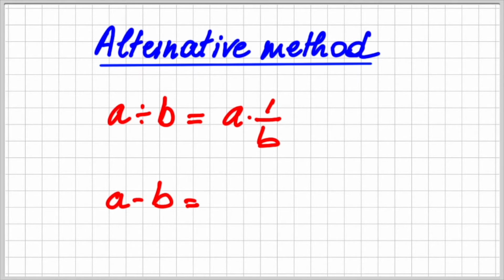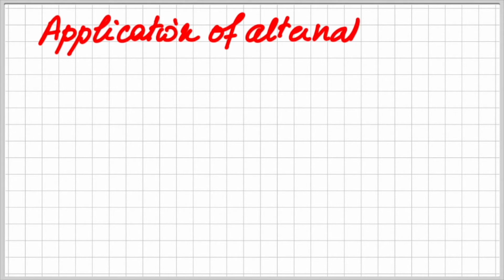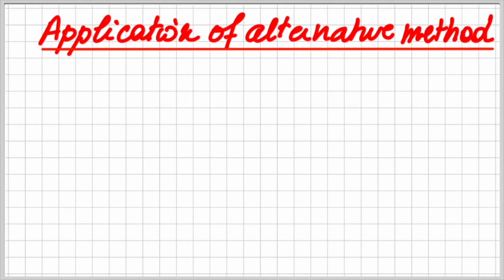The next thing is a minus b. A minus b can be written as a plus minus b. And this also means that instead of additions and subtractions, we only have additions. When we apply this alternative method, we will see that the ambiguity with the order of operations between divisions and multiplication disappears. Let's look at this example where we apply the alternative method to an example.